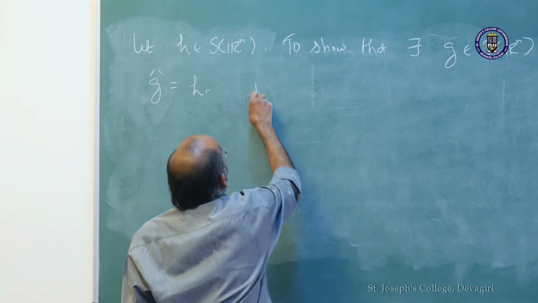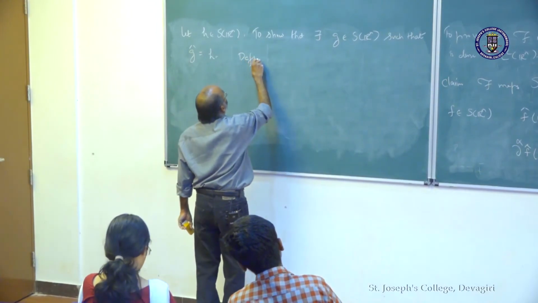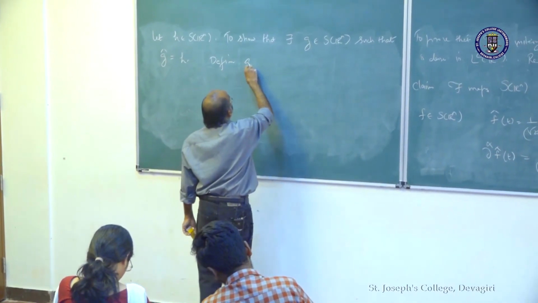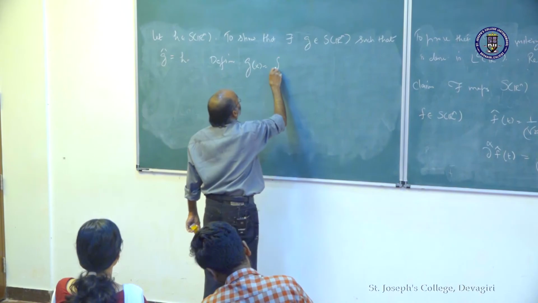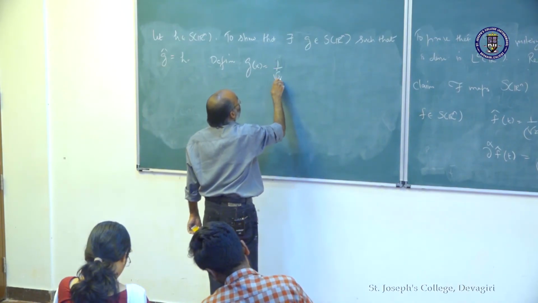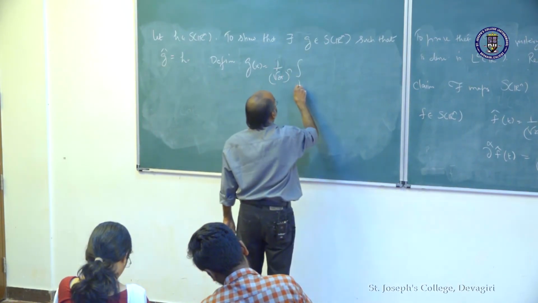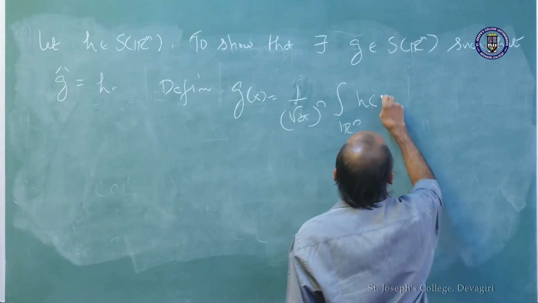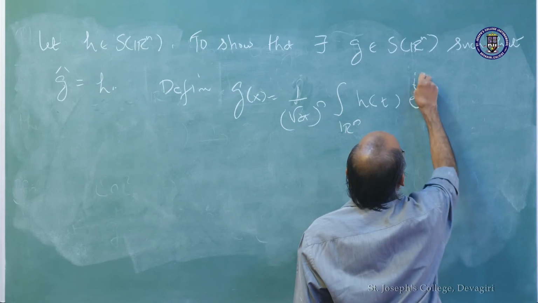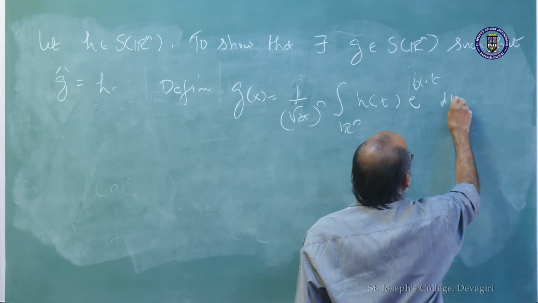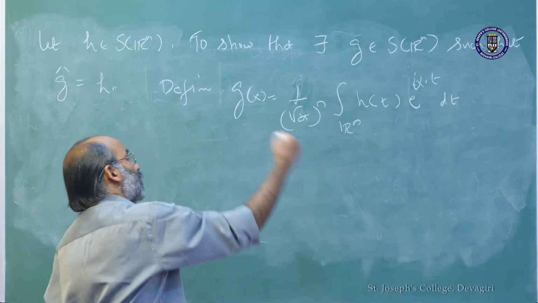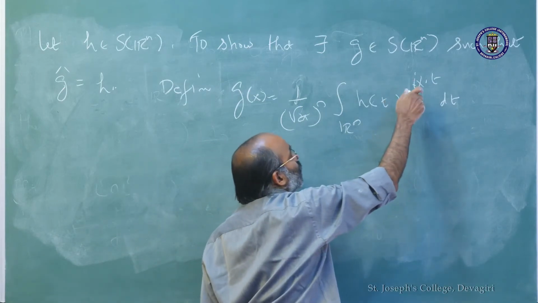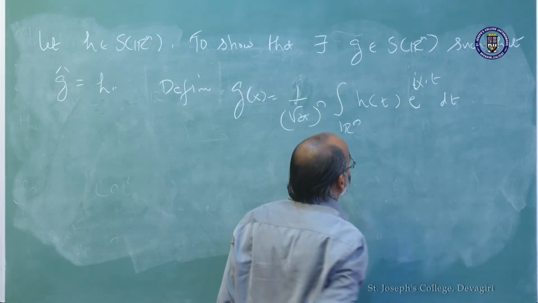Okay. So, let us start with that. Define, so we need to prove this. So, define G of x to be 1 by root 2 pi to the n integral over Rn h of t e to the I x dot t dt. Remember, you are taking the inverse Fourier transform, so there is no minus here. Okay. So, it is I x dot t.